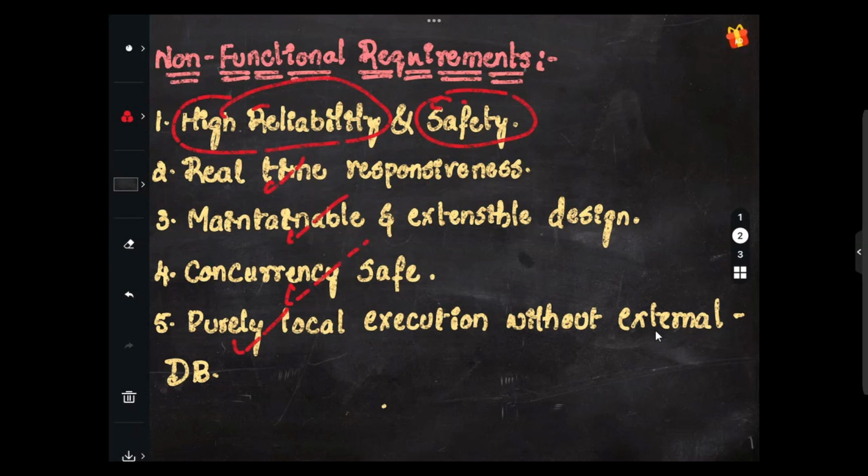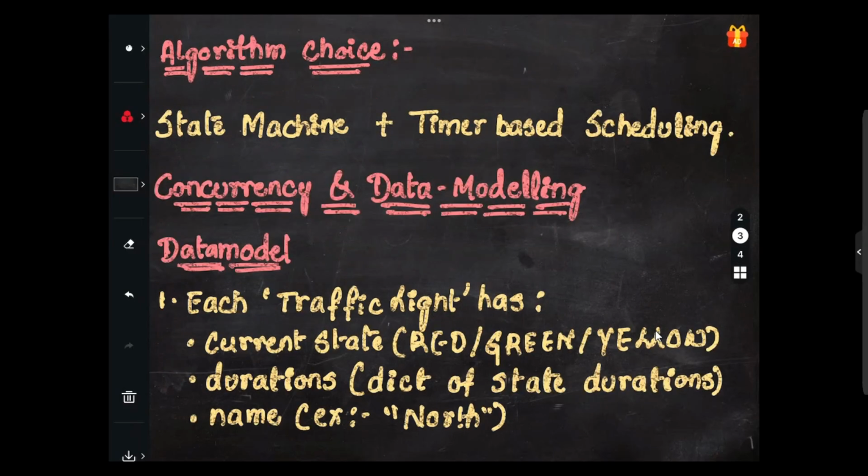Now we have the functional and non-functional requirements. So let's move on with the algorithm choice accordingly. I'll be going with a state machine plus timer based scheduling. I found this algorithm perfect to solve the problem, mainly to write the code. Let's discuss why.